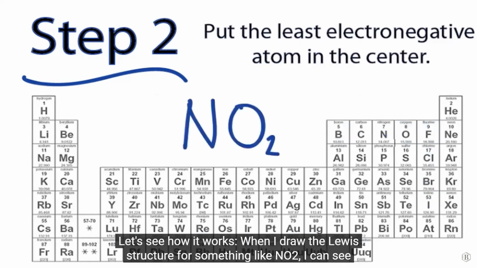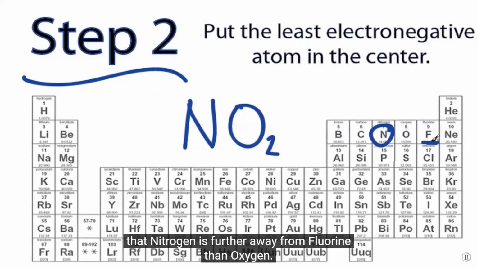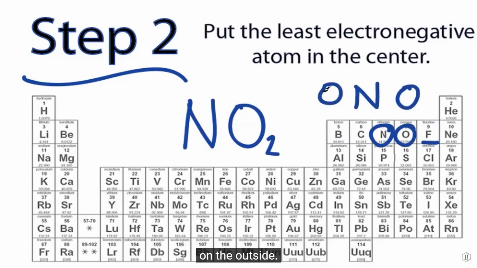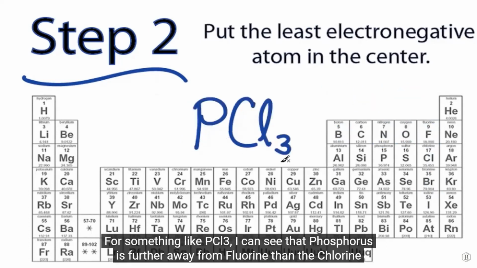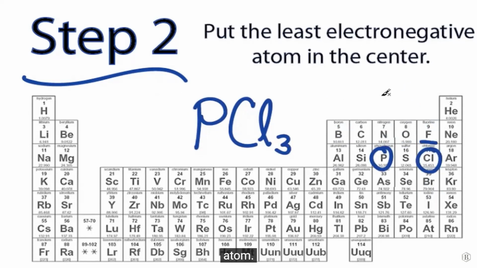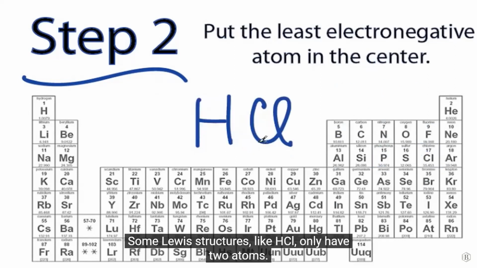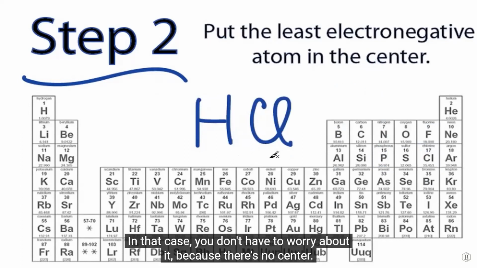When I draw the Lewis structure for something like NO2, I can see that nitrogen is further away from fluorine than oxygen. That means when I draw my Lewis structure, I'll put nitrogen at the center and oxygens on the outside. For something like PCl3, I can see that phosphorus is further away from the fluorine than the chlorine atom. So I'll put phosphorus at the center and the chlorines on the outside, like this. Some Lewis structures, like HCl, only have 2 atoms. In that case, you don't have to worry about it because there's no center.